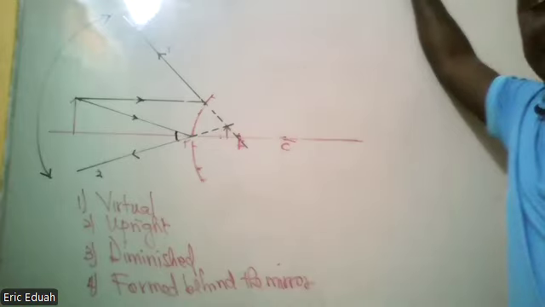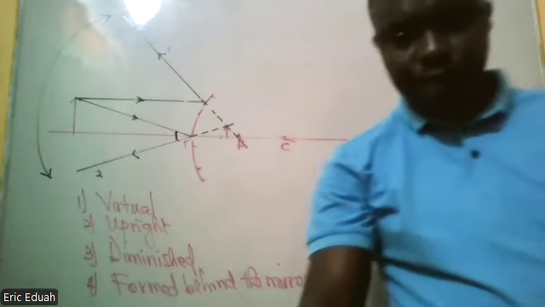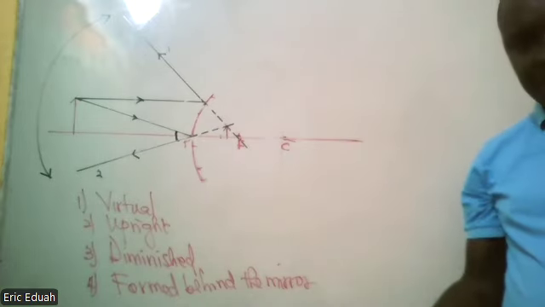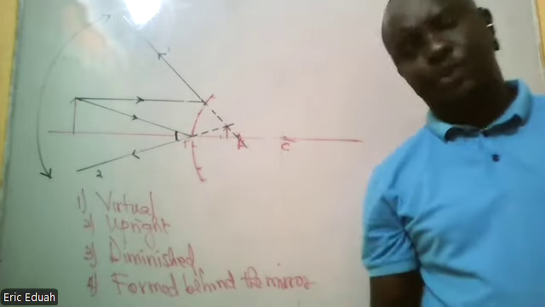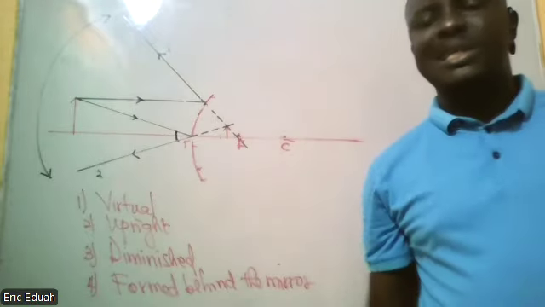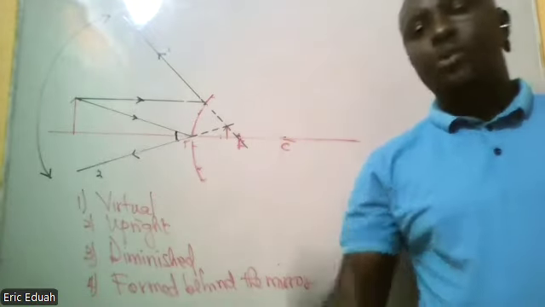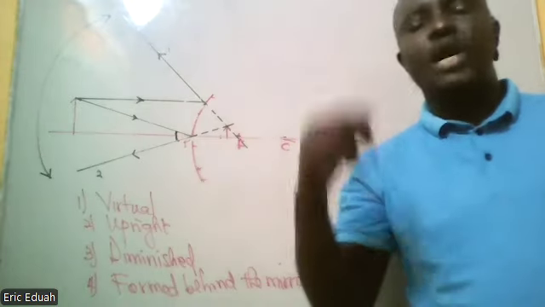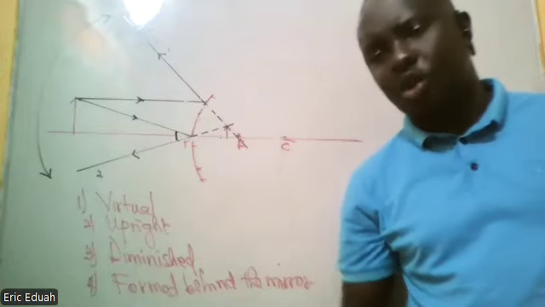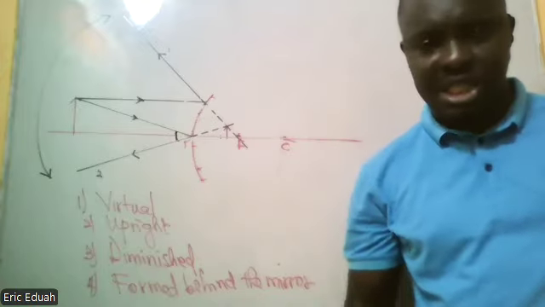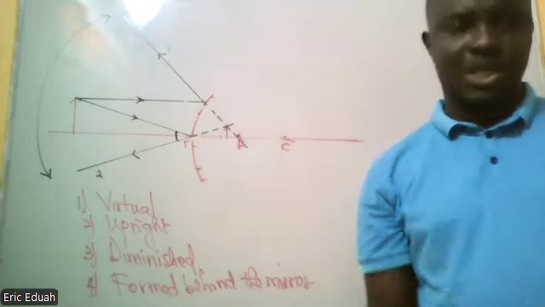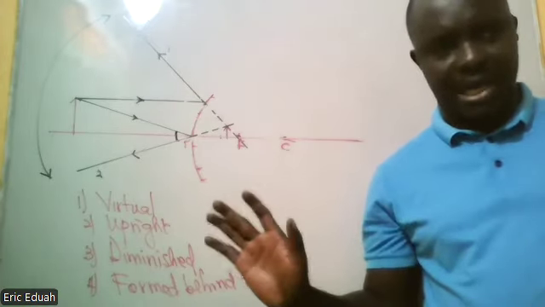This is the reason. So for convex mirrors, we don't actually have much problem because no matter the object position, the description is always the same. We have issues when we are dealing with concave mirrors, because for concave mirrors, different object positions would give you different image descriptions. Please, is that okay?